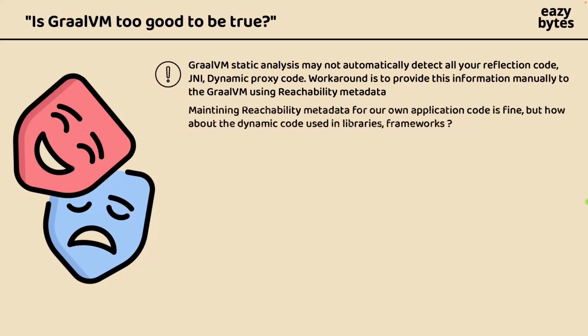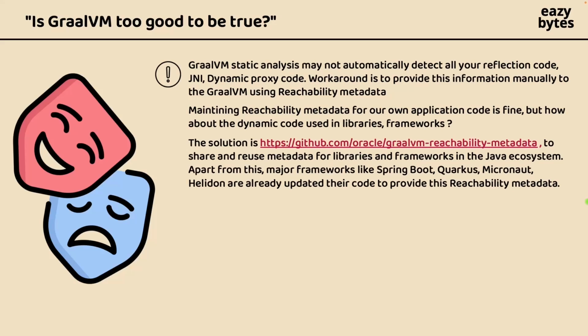To overcome this challenge, the Oracle team is requesting all the owners of the libraries and frameworks to maintain all this reachability metadata inside a GitHub repository. So this is the GitHub repository where all the frameworks like Spring, Spring Boot, Quarkus, Hibernate, Micronaut, Helidon, all these major frameworks are already maintaining this reachability metadata. And at the same time, they have also integrated this reachability metadata in the latest versions.